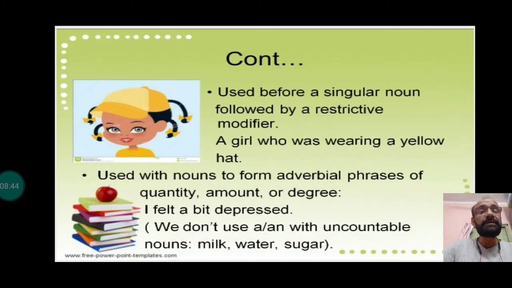Now, furthermore, other uses: used before a singular noun followed by a restrictive modifier. A girl who was wearing a yellow hat. So now a relative clause is being added over here, so it becomes restrictive. That's why we use a again. Use with nouns to form adverbial phrases of quantity, amount, or degree. I felt a bit depressed. We don't use a and an with uncountable nouns, like milk, sugar, or with plural countable nouns. We have been discussing that throughout the video.